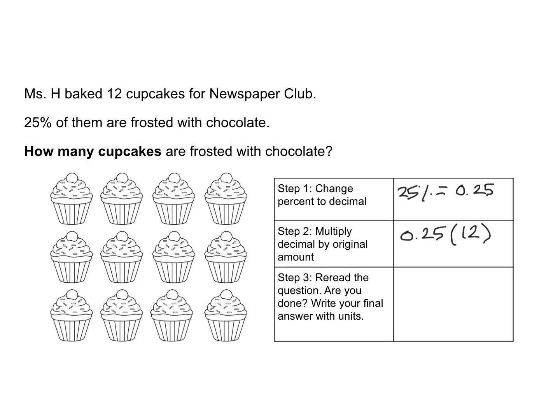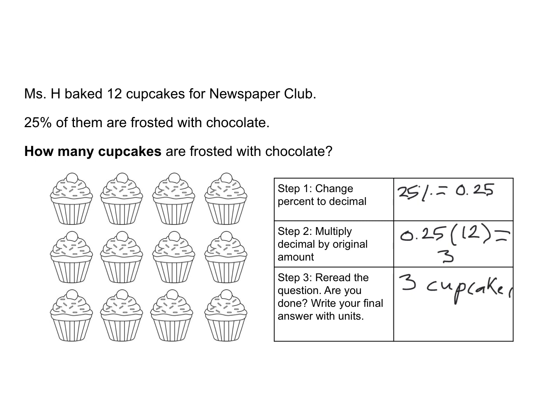Then you can put that into a calculator, times 12, and you will get equals 3. Okay, now let's think. Step 3, reread the question. Are you done? So does this make sense? It says, how many cupcakes are frosted with chocolate? 3 cupcakes.